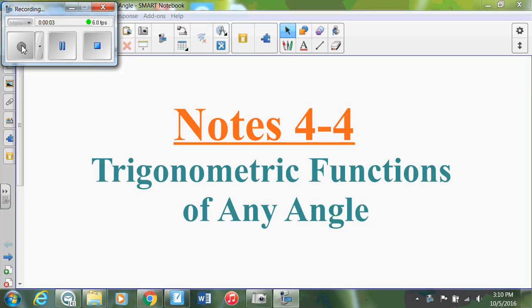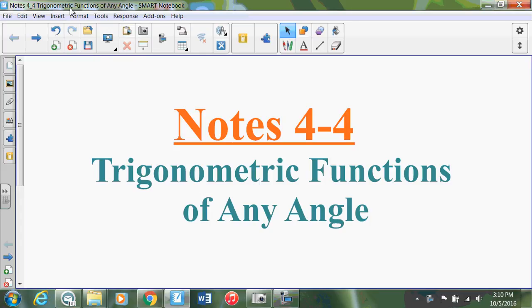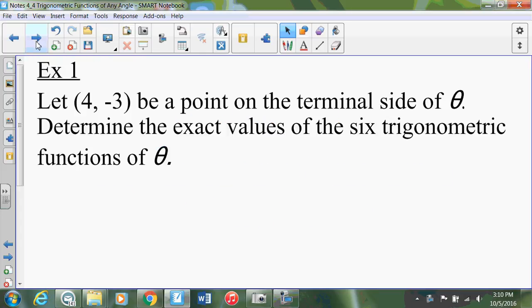Okay, here we go. We're doing section 4.4, trig functions of any angle. Let (4, -3) be a point on the terminal side of theta. Determine the exact values of the 6 trig functions of theta. So when we see (4, -3), we know that is a coordinate point.